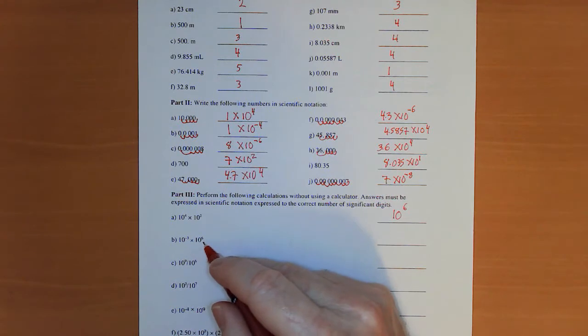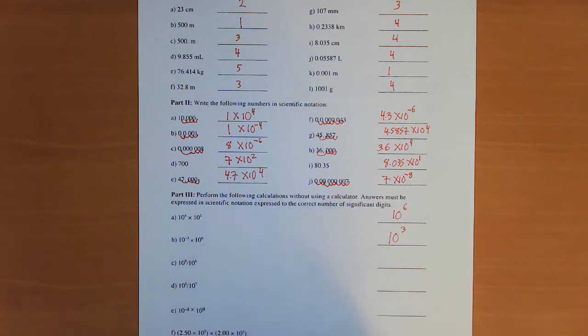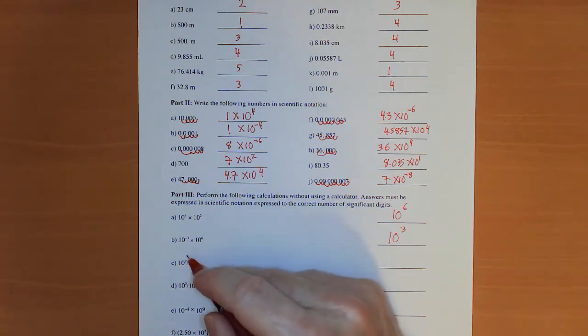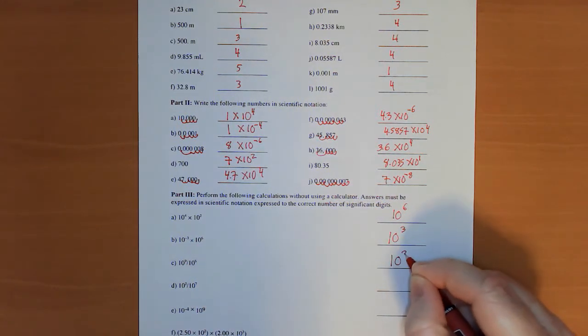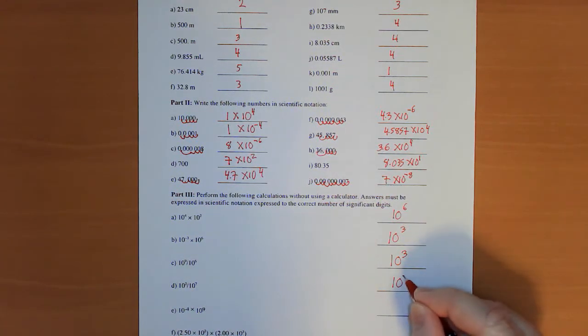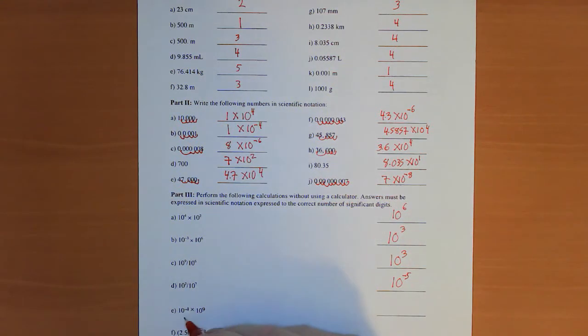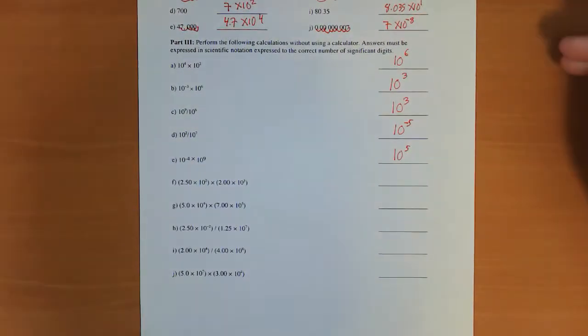Here, 10 to the sixth times 10 to the negative third is 10 to the third. 6 plus negative 3. When dividing exponents, we subtract. 10 to the 9 minus 6 is 10 to the third. 10 to the 2 minus 7 is 10 to the negative fifth. And 10 to the negative 4 plus 9 is 10 to the fifth itself. Okay? Algebra 1 skill, not so bad.